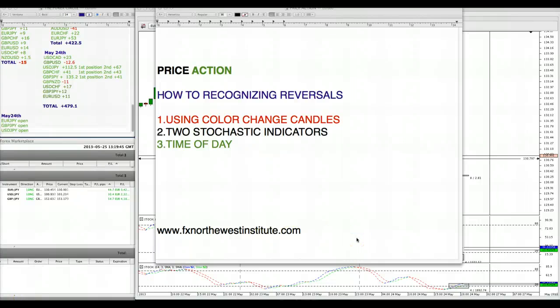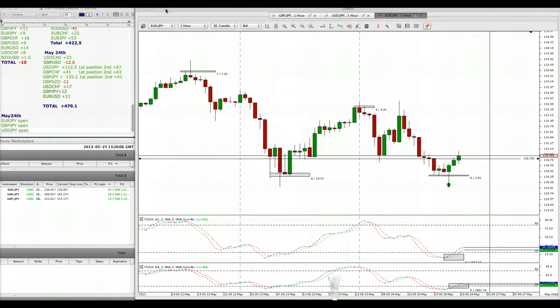Hi traders, it's Roberto. This is another tutorial for the mentorship program, and today's topic is price action: how to recognize reversals using color change candles, two stochastics indicators, and time of day. We're going to be focusing first on the 1 hour chart, and then we'll switch over to the 4 hour and daily chart. So let's get started.